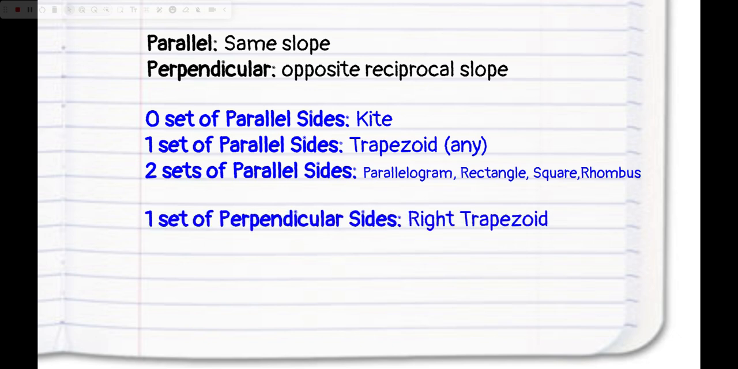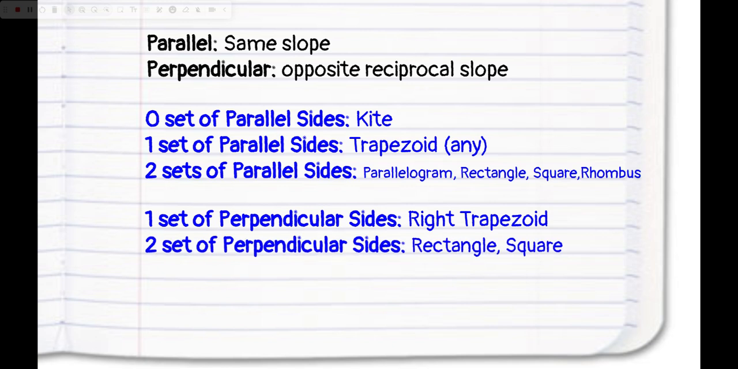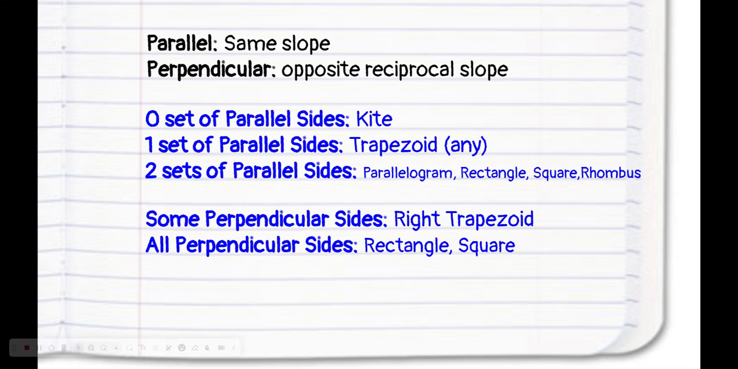If it has a set of perpendicular sides, then it could be a right trapezoid. That's like, you know, it needs 2 right angles. If it has all perpendicular sides, then it can be a rectangle or a square. There. Sorry, that was bugging me. So if some of the sides are perpendicular, it could be a right trapezoid. It could be a kite also. But if all the sides are perpendicular with each other, then it can be a rectangle or a square.